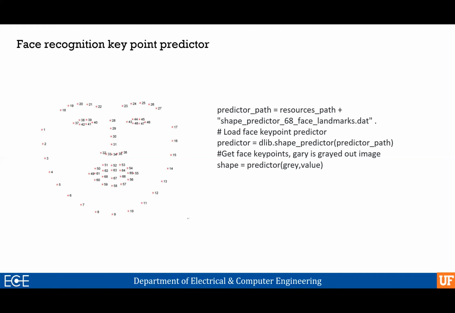The figure on the left is the face feature points of Dlib, and on the right is the actual method used.